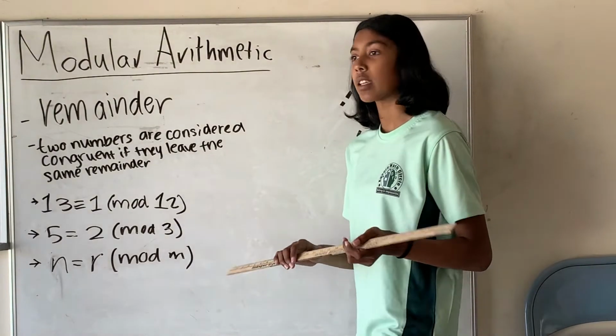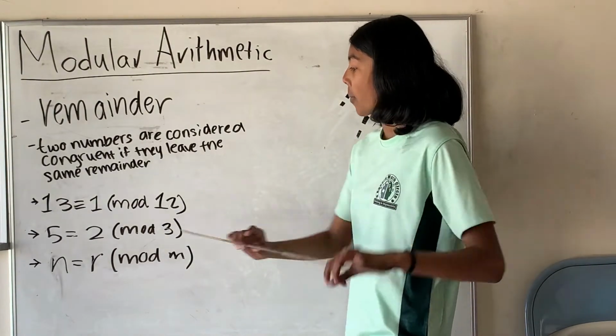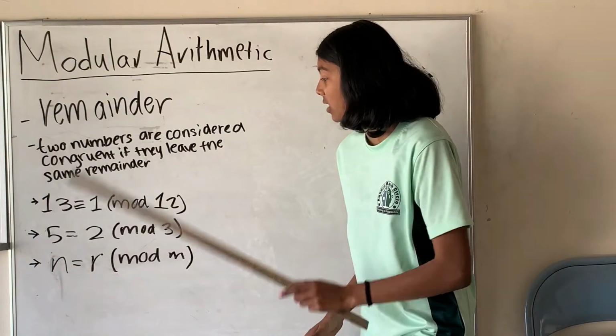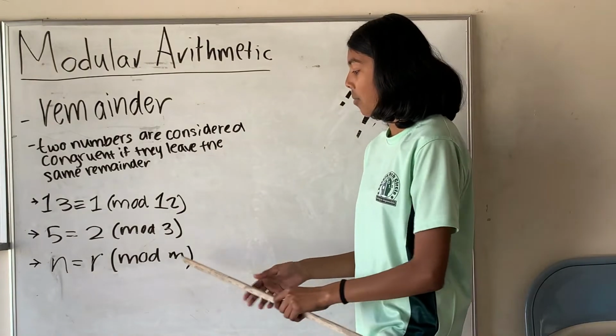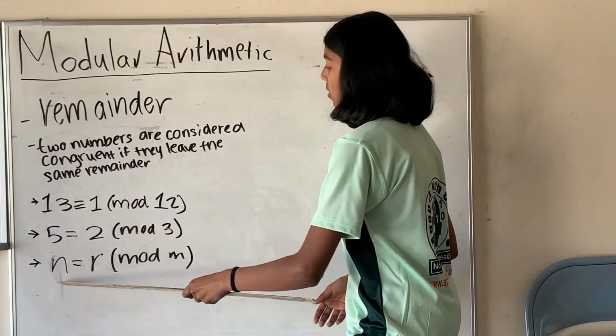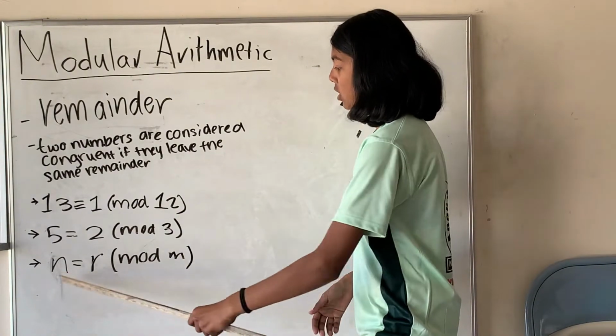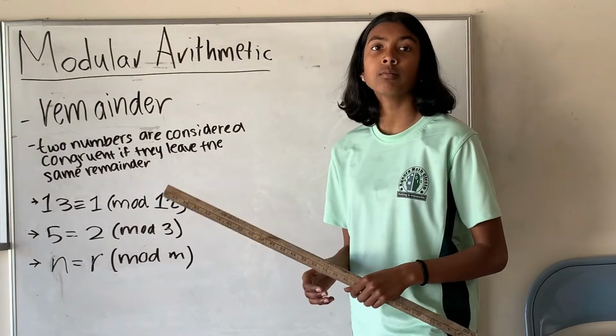Modular arithmetic numbers are usually written in the form n with 3 lines, sorry about that, is equal to r mod m. M is a random number, n is the number that you're dividing m into, and r is your remainder.